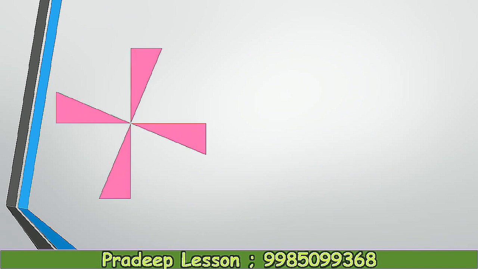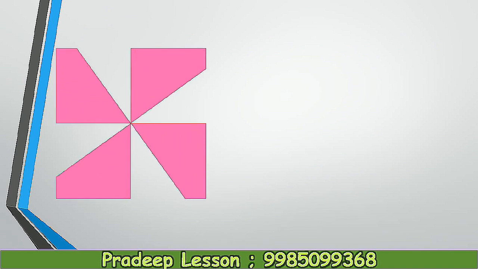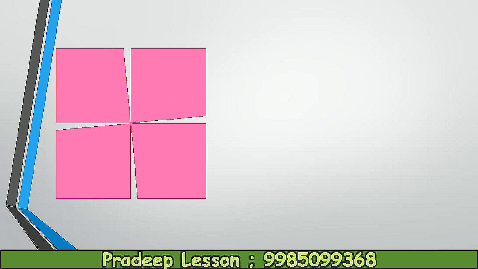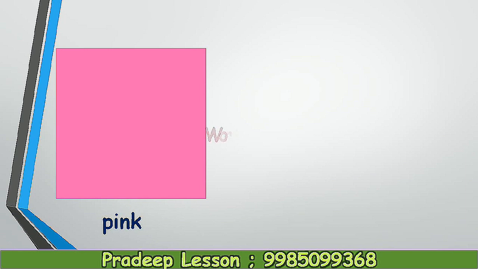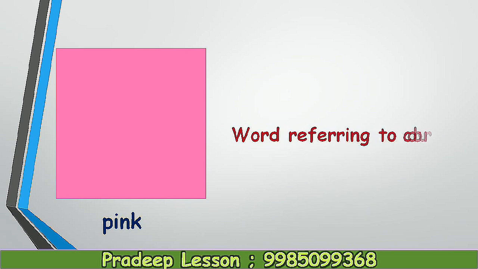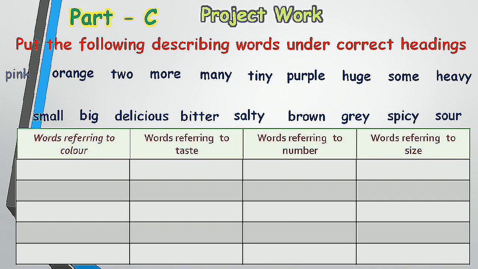First picture. This is very easy to identify. This is one of the colors, that is pink. The word pink is referring to color. Here pink goes to color.